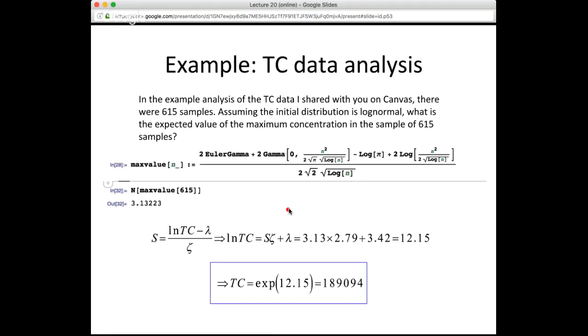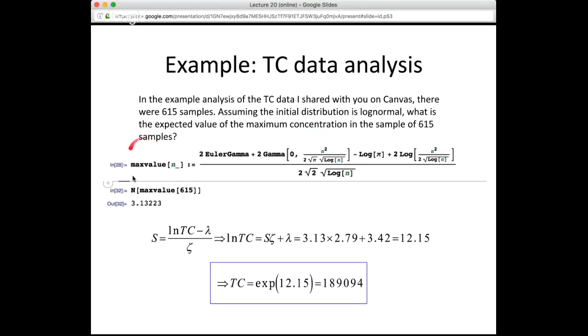All right, so let's bring it all on home, back to the class project. This is something that you could look at in your own data analysis. In the example analysis of the TC data I shared with you on Canvas, there were 615 samples. So this is the example that I went through last time in lecture. Assuming that the initial distribution of the parent population, that is, TC in the wild, is log normal, what is the expected value of the maximum concentration in the sample of 615 samples?